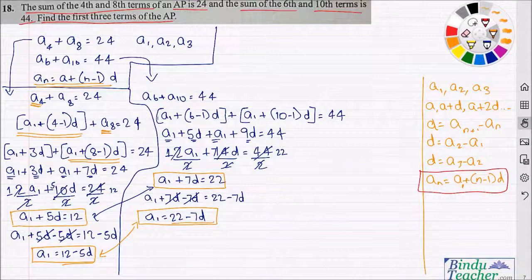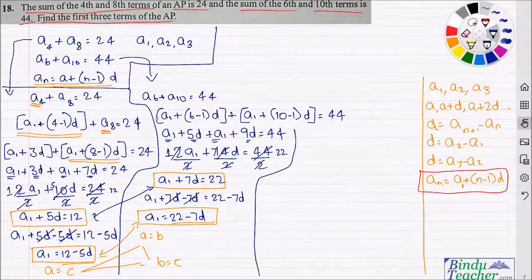Now this is of the form A equal to B, and here we have A equal to C. So if we have A equal to B and A equal to C, we can say B equal to C, right? So let's use this formula now. So now we can write 12 minus 5D equals 22 minus 7D.